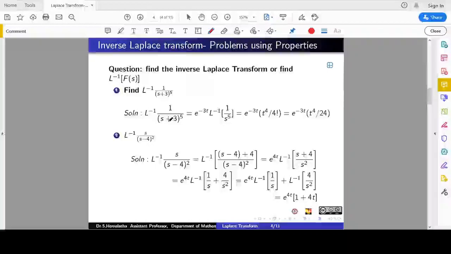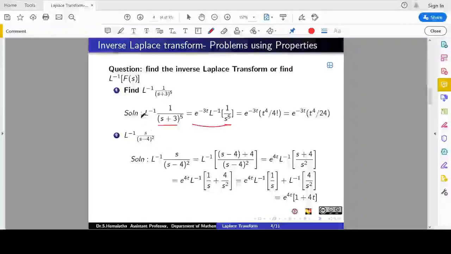So when I want to replace this s plus 3 as s, what I have to do is write e to the power of minus 3t and find the inverse for 1 by s power 5 alone. That is what is written here in this step. Now this inverse is easy, just t power 4 by 4 factorial, and conclude the answer. So that makes the work so simple if you apply the shifting property on inverse.